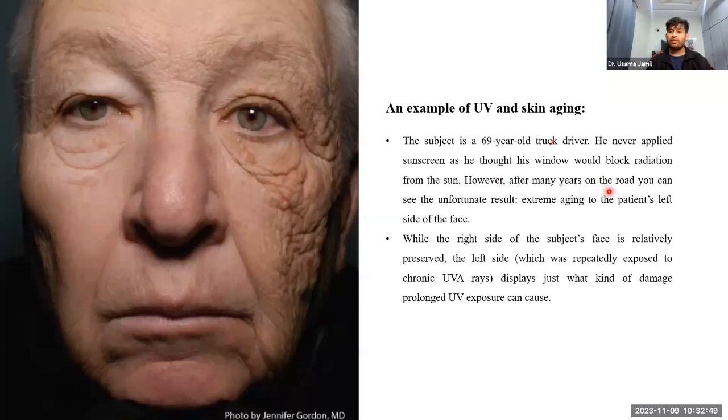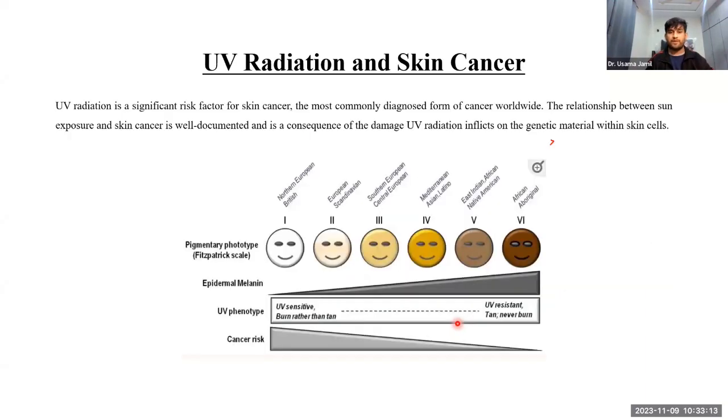So after many years on the road, you can see the unfortunate result: extreme aging to the patient's left side of the face. This area was exposed to sunlight over a long period of time, over the course of years. While the right side of the subject's face is relatively preserved, the left side, which was repeatedly exposed to chronic UV rays, displays just what kind of damage prolonged UV exposure can cause.